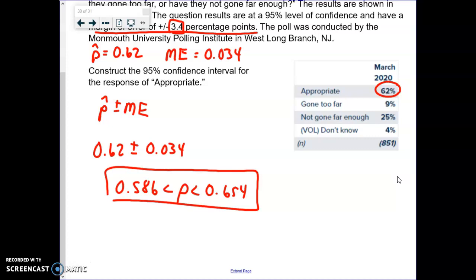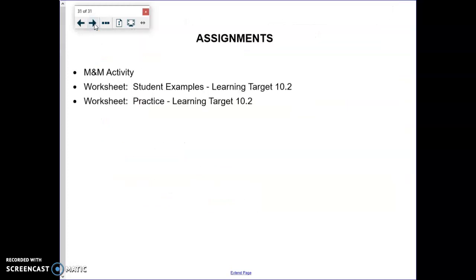Okay? Well, that's it for all the examples here. So we've already done the examples. We won't do the M&M activity. We've already done the examples here, so now it's just up to you to go to the practice worksheet and see if you can do some of those. And again, I will have the answer key online so you can double check. And toward the end of the week, we'll have a short little formative assessment for you to do.